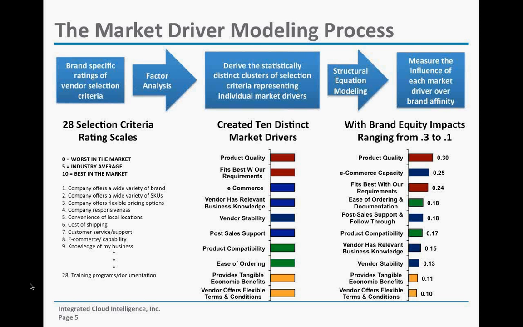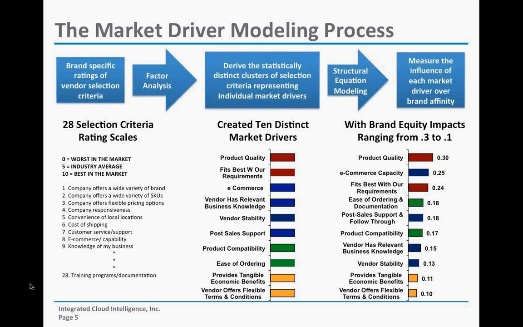But if you apply factor analysis, you get these nice statistically distinct clusters of selection criteria, which really help your modeling process. But they also provide valuable insight into the nature of the mind of the consumer, because the structure of those market drivers, which is unique to every study, represents the constellation of influences that ultimately determine market share.